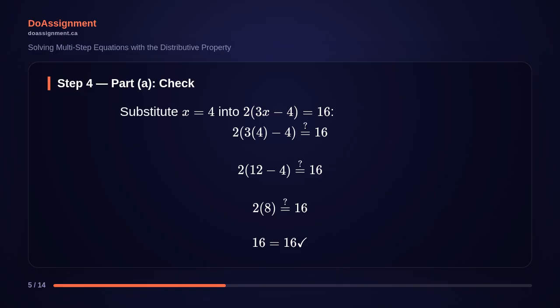Check: replace x with 4. Inside the parentheses, 3 times 4 is 12, minus 4 is 8, then 2 times 8 is 16. That equals the right side, so x equals 4 is correct.